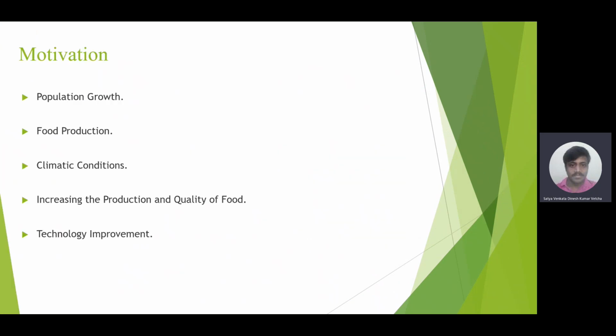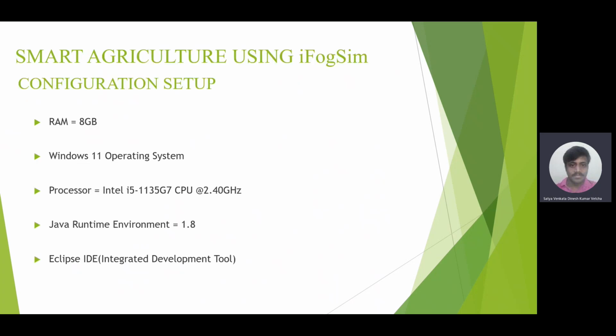The motivation for building the project is that as the population is increasing, we need to improve the food production, and the food has to reach every person. But it is not happening, because of climatic changes and everything, we are unable to achieve the production. As the technology is improving, why don't we use it in the agriculture system and improve it? That is my concept.